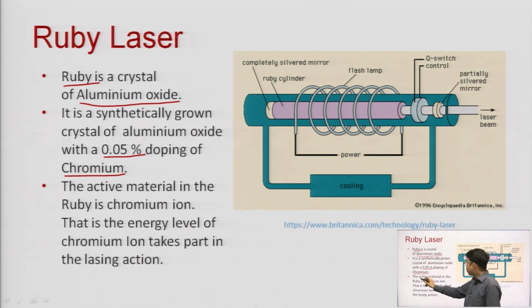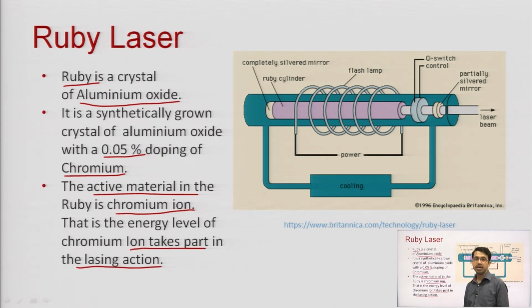So, what is the active material? Active material is the chromium ion. The energy levels of the chromium ion take part in the lasing action, and aluminum oxide acts as a stable material, it provides stability.